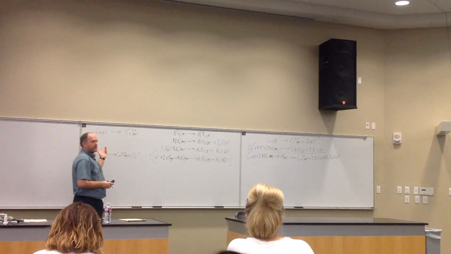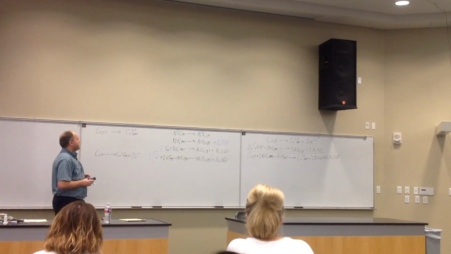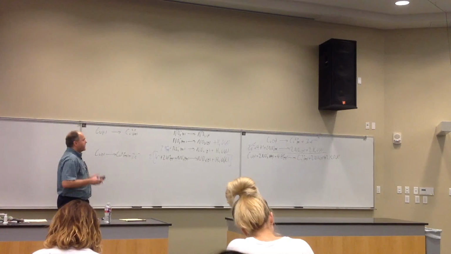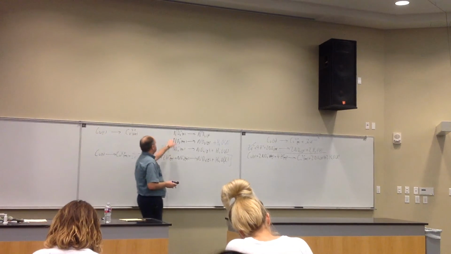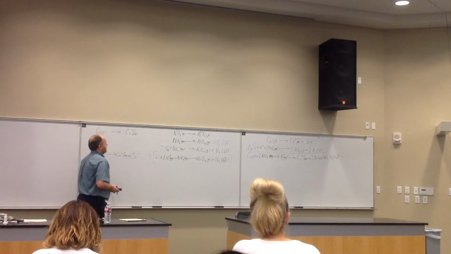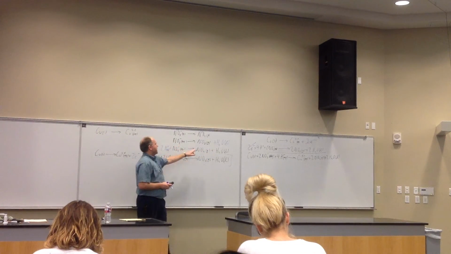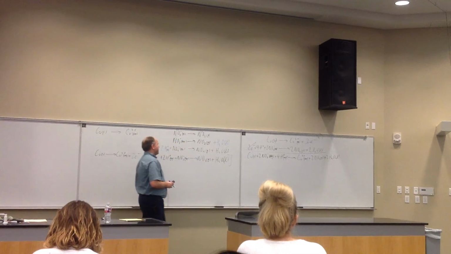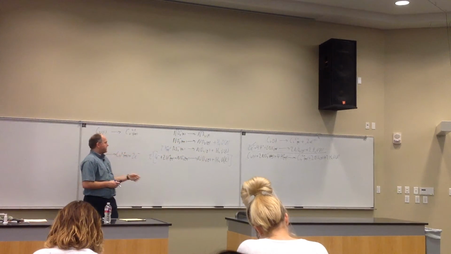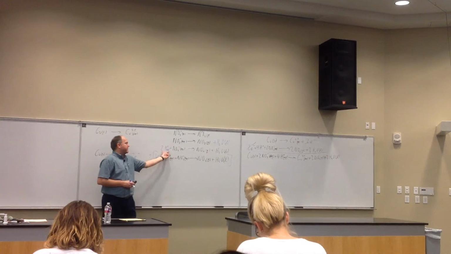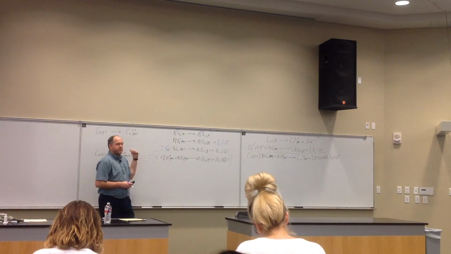Balance everything with respect to mass. Balance everything other than H and O. One nitrogen in, one nitrogen out, one copper. Add water to balance oxygens. I have 3 oxygens here too, so I need 1 water over here. Balance with respect to H's. I added 2 H's, so I have to add 2 H's here. Balance with respect to charge.